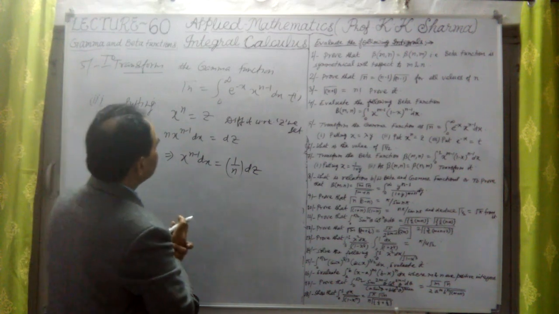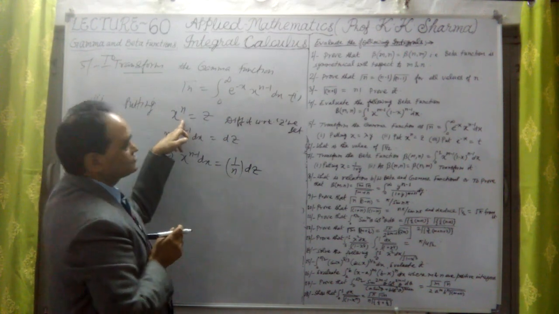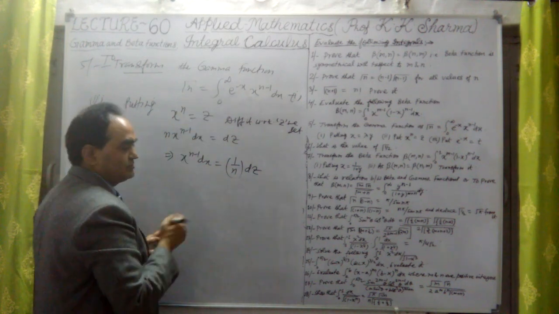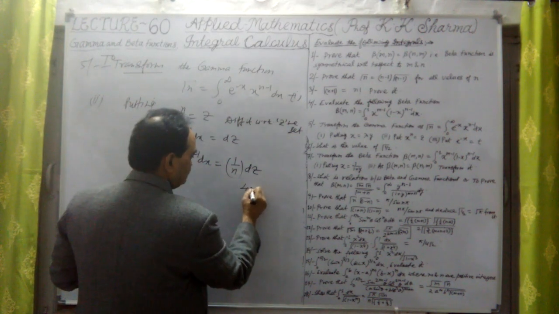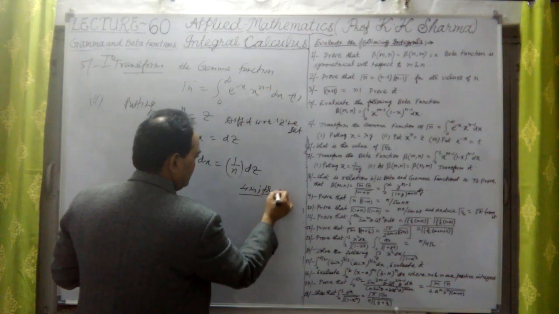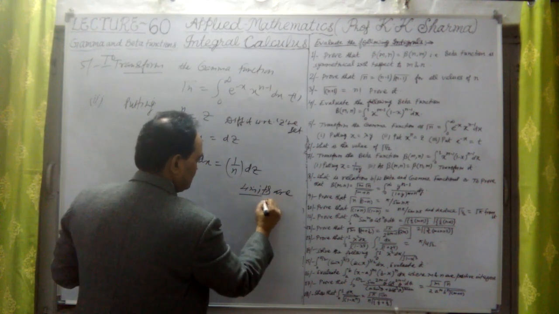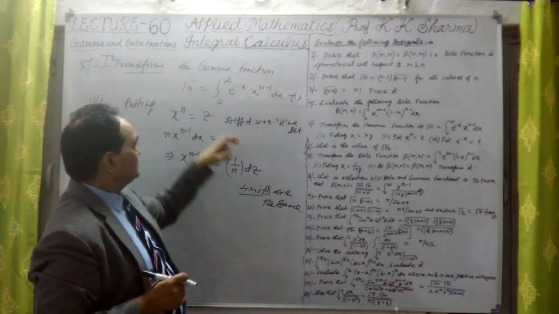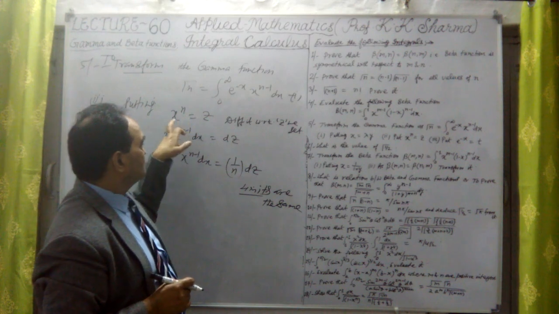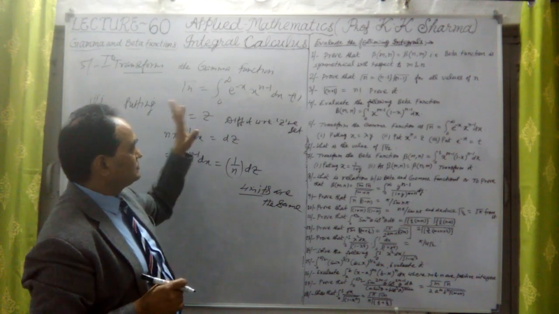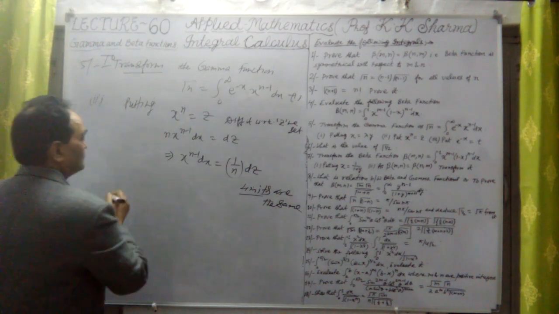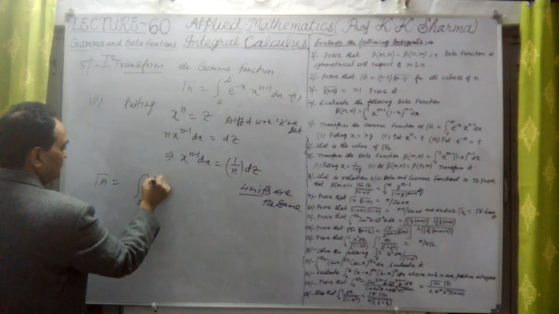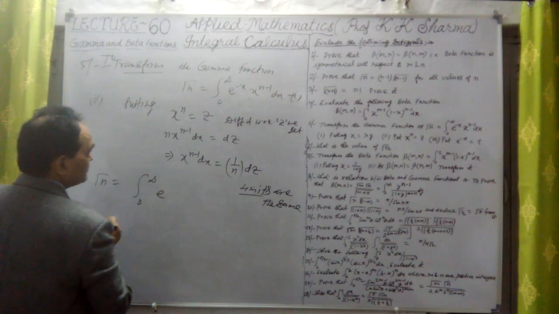Okay, what are the limits here? The limits are not changed, the limits are the same. There is no change in the limits, because at x equal to infinity, z is also infinity, and at x equal to 0, z is 0. Same limits. Therefore, gamma n will give us the integral from 0 to infinity of e raised to the power.